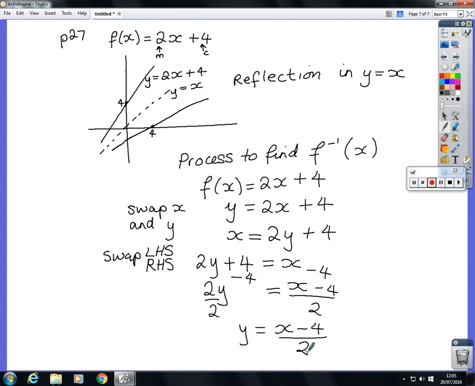Final stage, instead of writing y, we write inverse f of x equals x subtract 4 over 2.